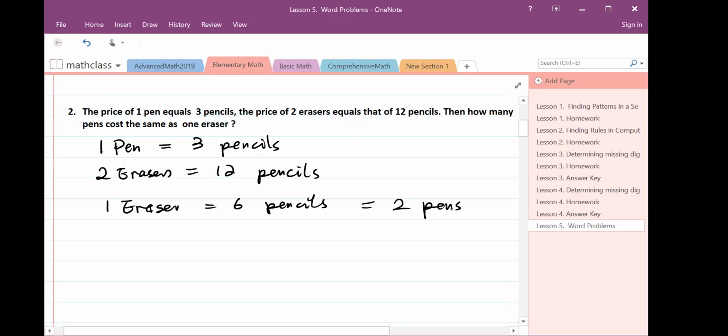That you can do going through like that, right? Because this is going to be here, and this goes to here. Look at this, right? Two erasers equals 12 pencils. You have to write down that first. And so one eraser equals 6 pencils. And then you look at the top line, 1 pen equals 3 pencils. Okay, 3 pencils equals 1 pen. So 6 pencils equals 2 pens. That's why you can use one eraser to exchange for two pens. Right?